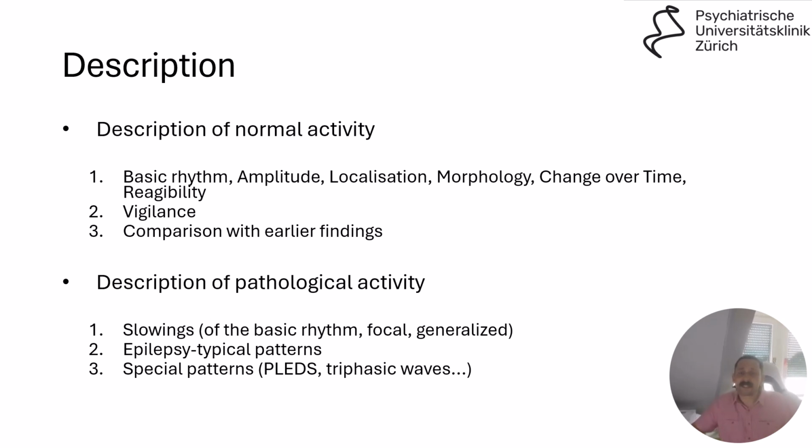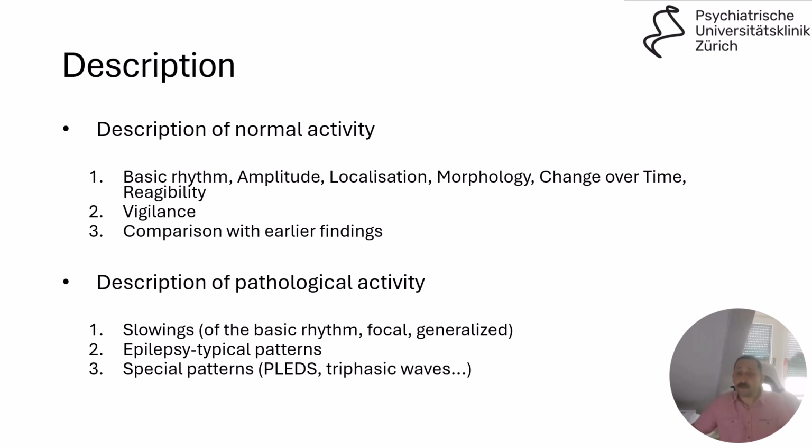Let's get back to this description of the main parameters of the EEG. And here we have, again, the main parameters, which are the basic rhythm, the amplitude, the localization, morphology, the changes over time, and reactivity. We look at the vigilance, and we compare the results with earlier findings. For example, the baseline EEG when you dosed in clozapine or lithium.